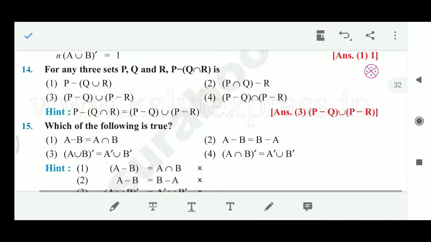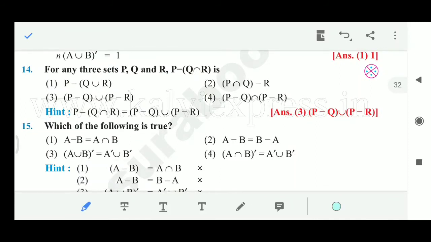Next one, for any 3 sets P, Q and R, P minus (Q intersection R) is, this is a distributive property. So we can use the distributive property here. P minus (Q intersection R) is equal to (P minus Q) union (P minus R). Option 3 is the correct answer.